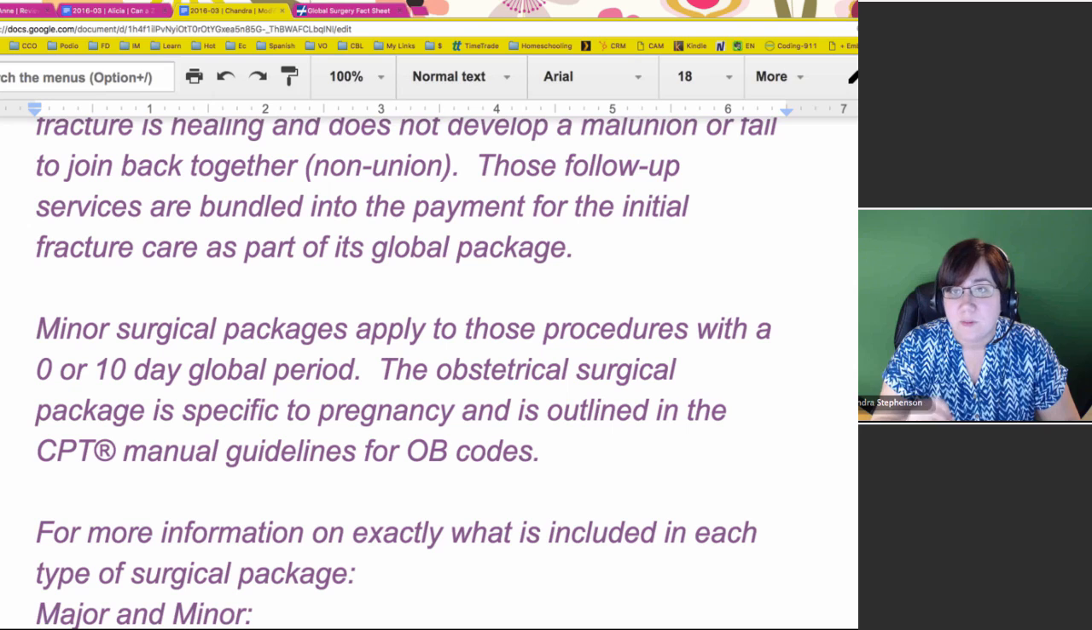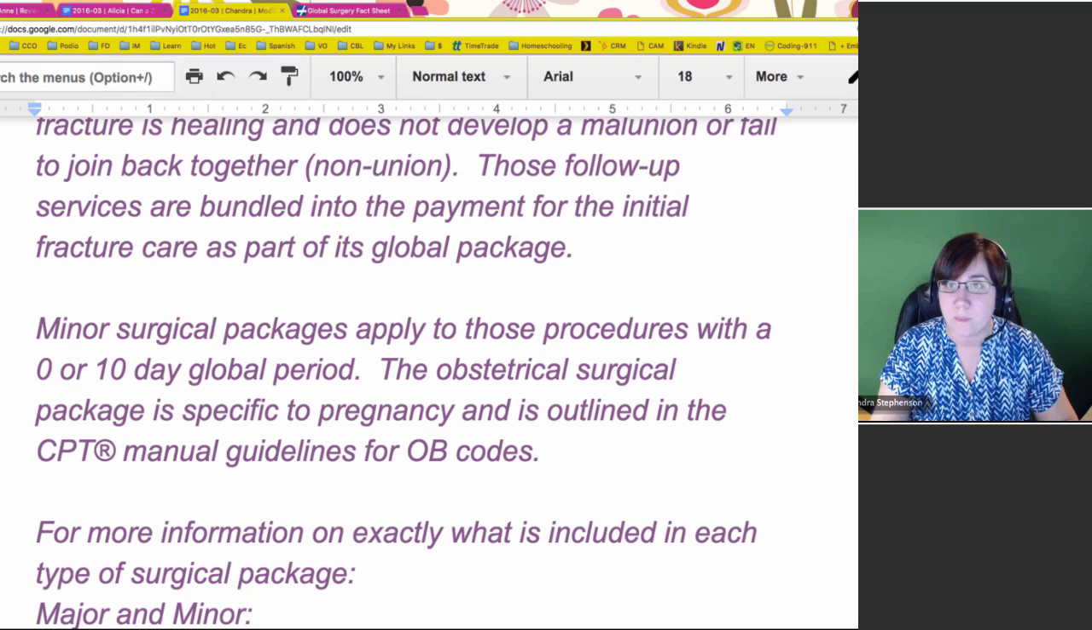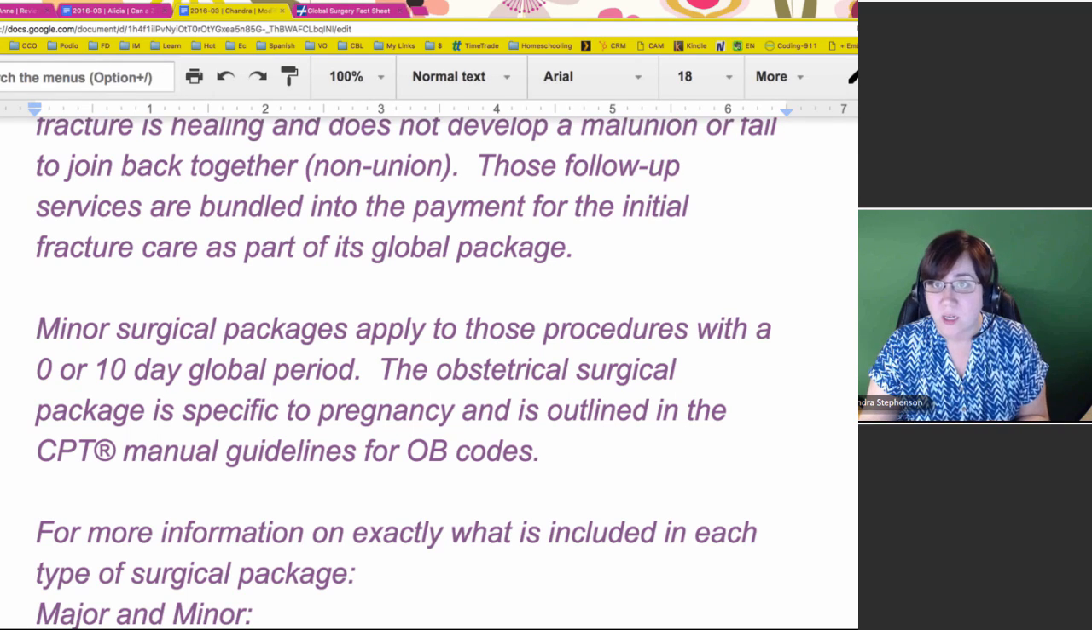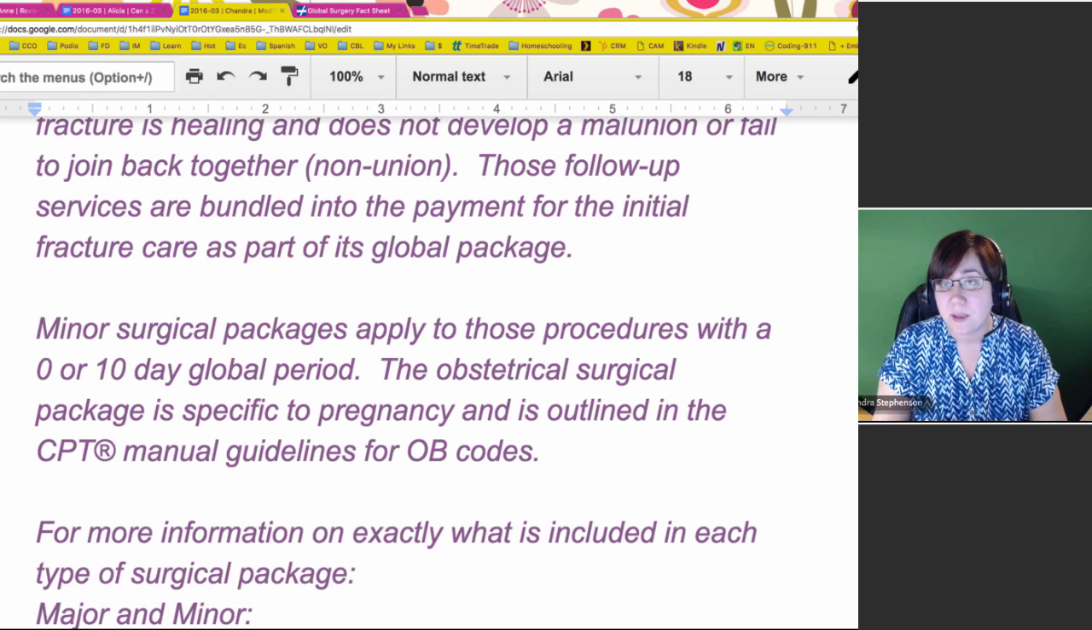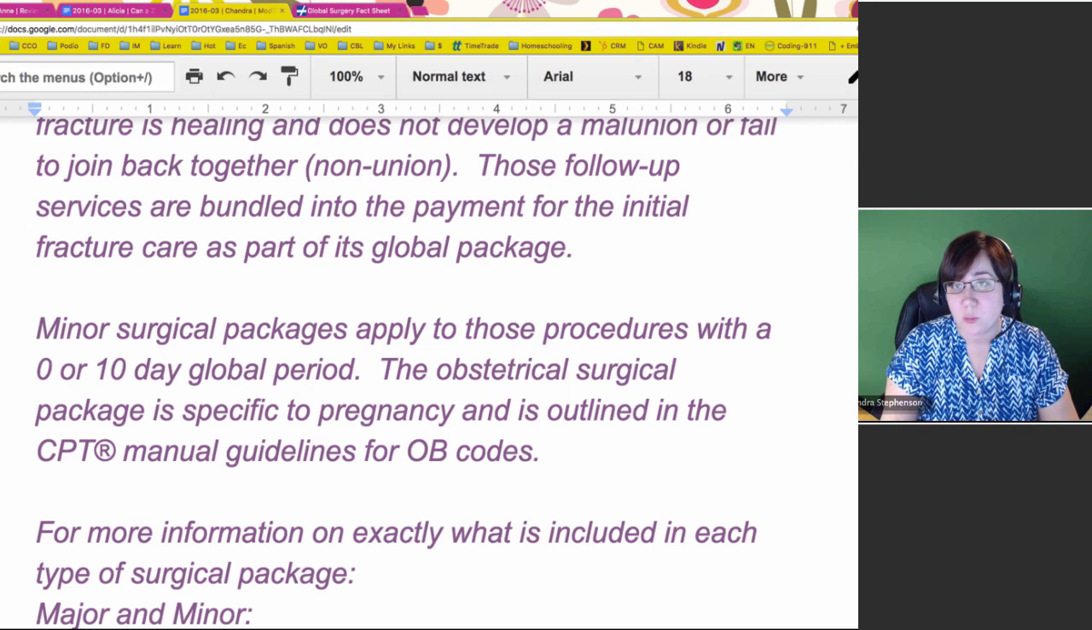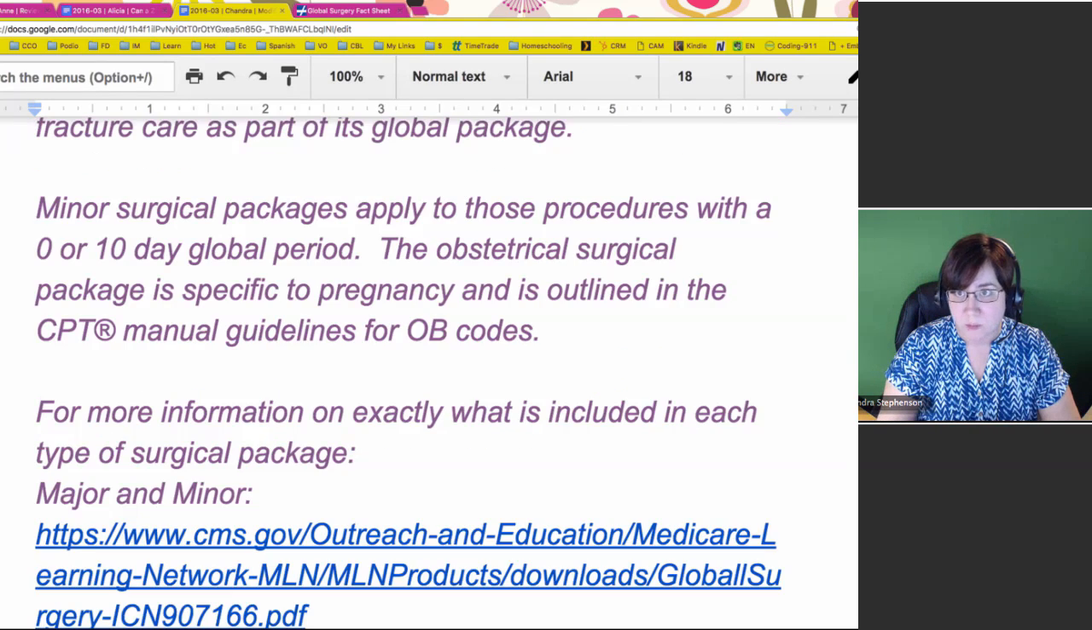The other type of package that we see, and it's not really a surgical package, is the obstetrical package. A lot of people kind of forget that this is another bundling. So when we talked about major surgery and minor surgery, we were talking about a procedure that was being performed and all the services associated with it were lumped in. When we talk about the obstetrical package, we're talking about a patient who's pregnant. And all of the care related to the pregnancy is lumped in to what we call their obstetric package.